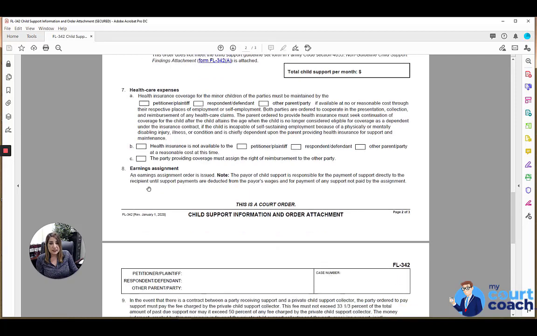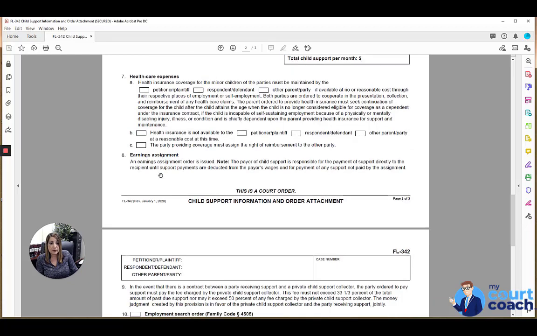Field 8 is just telling you that you have the right to automatically garnish these wages. That garnishment can be referred to as an earnings assignment order. It is also referred to as an income withholding order. That is form FL-195, and that is discussed in a separate video as well.